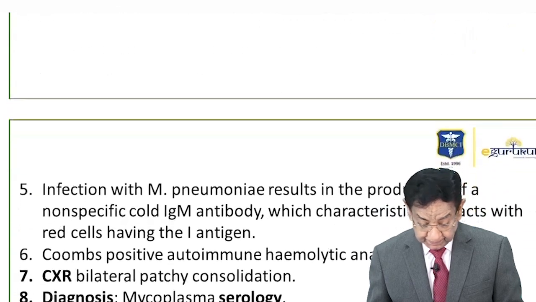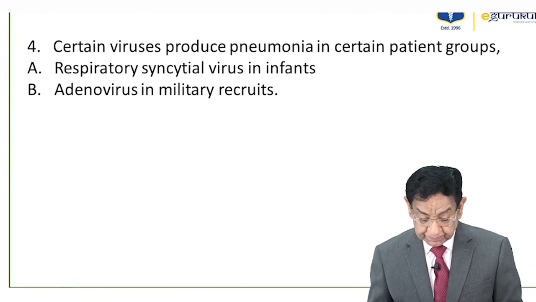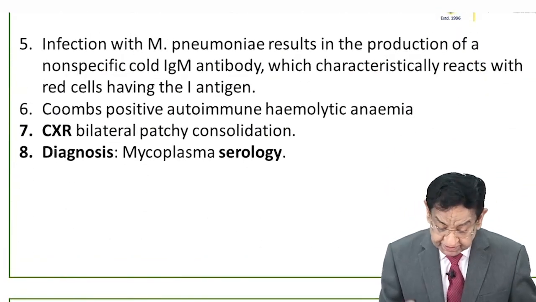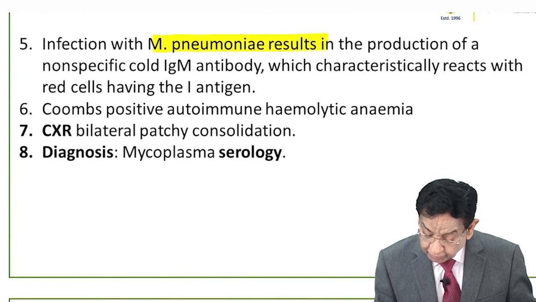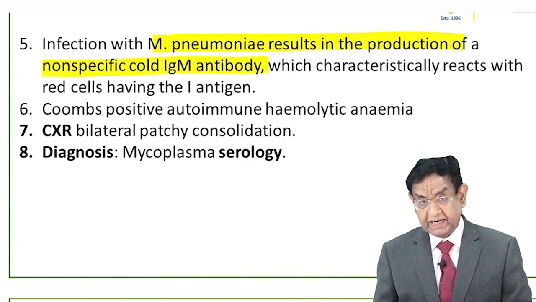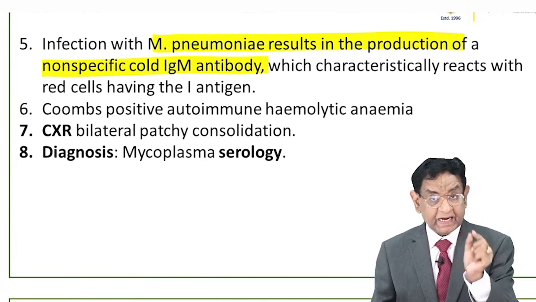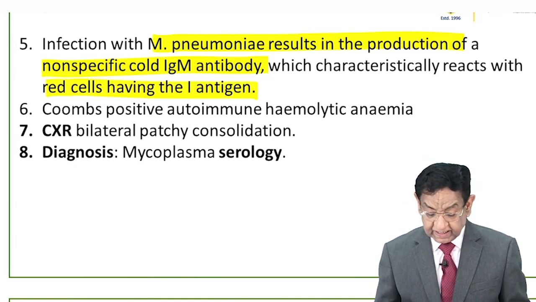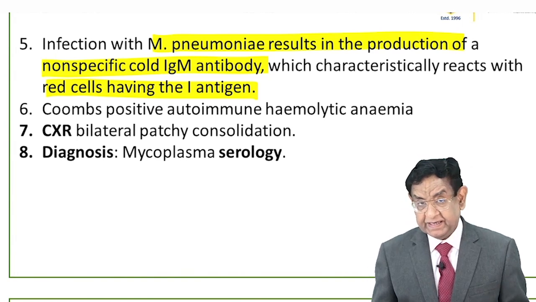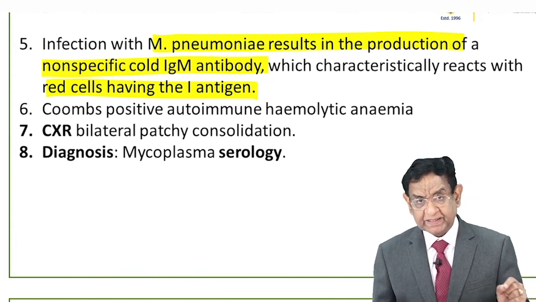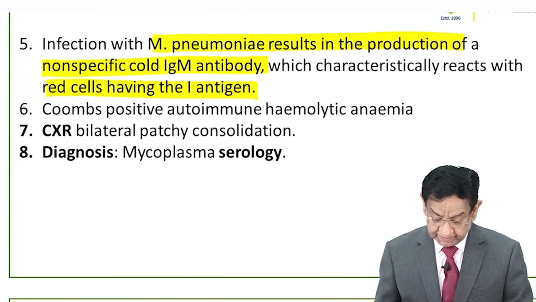Well, one extra point for you. Infection with Mycoplasma pneumoniae results in production of non-specific cold IgM antibodies. I did mention to you regarding antibodies, but they are cold antibodies and they are IgM antibodies. And they react with RBCs having the I antigen. As I told you in the very beginning also, it is due to the I antigen, antibodies are there and they lead to Coombs positive hemolytic anemia.